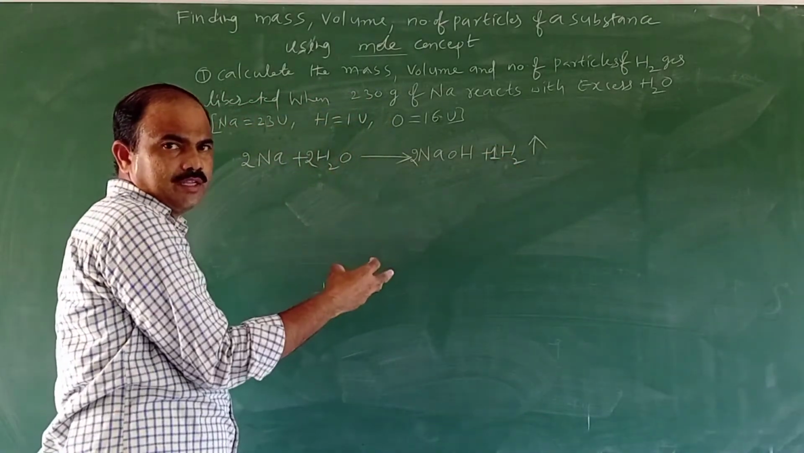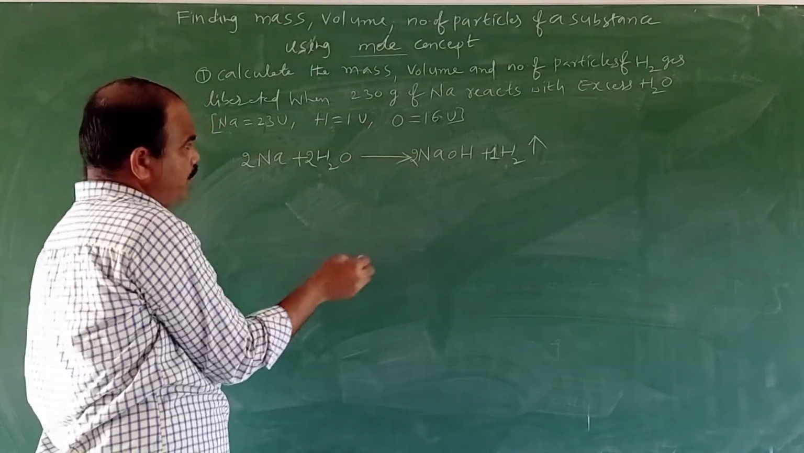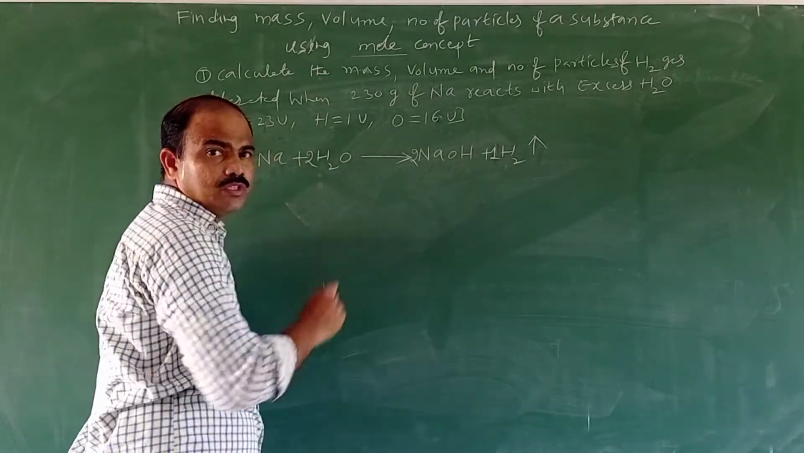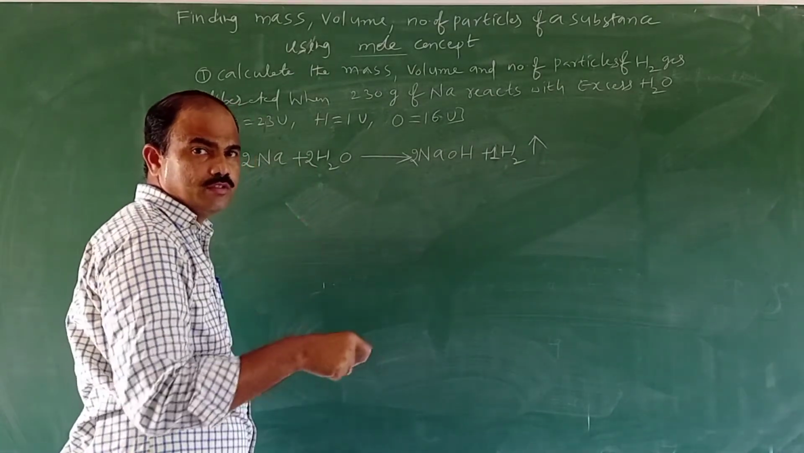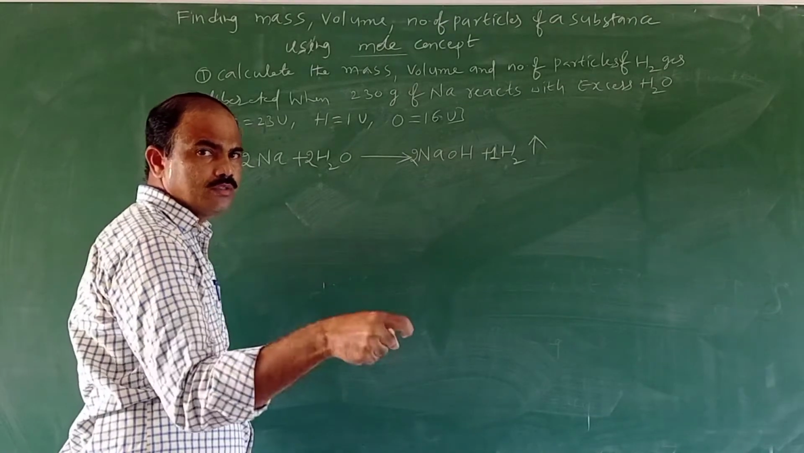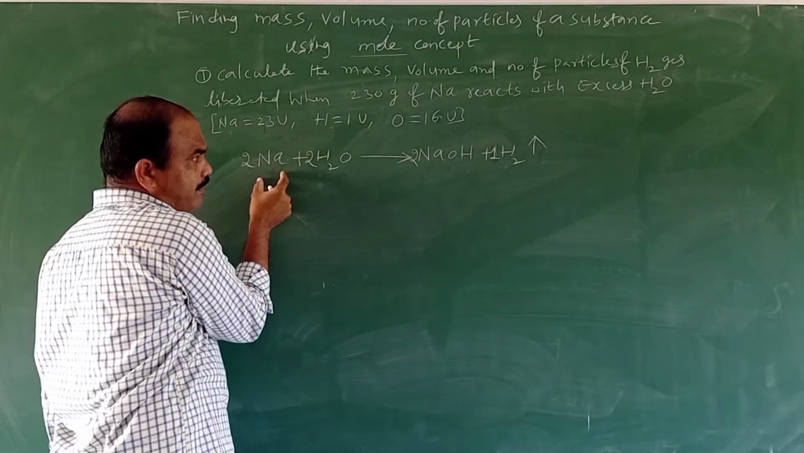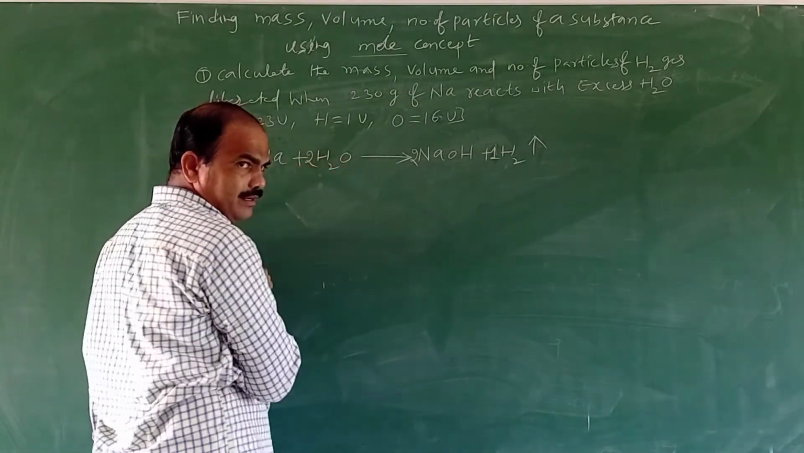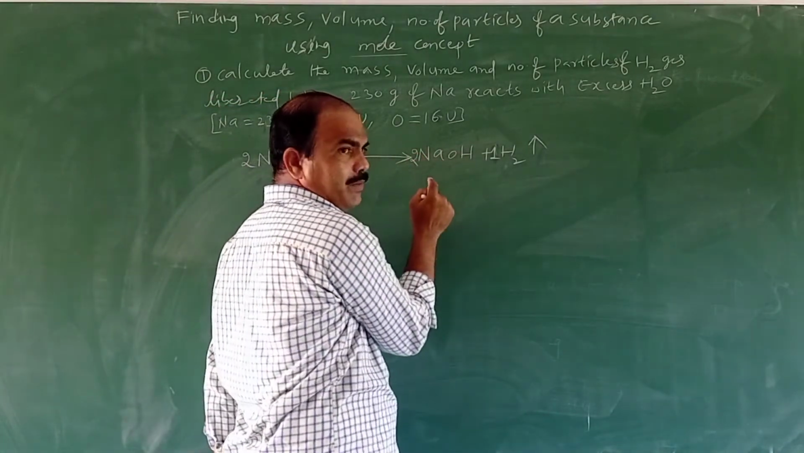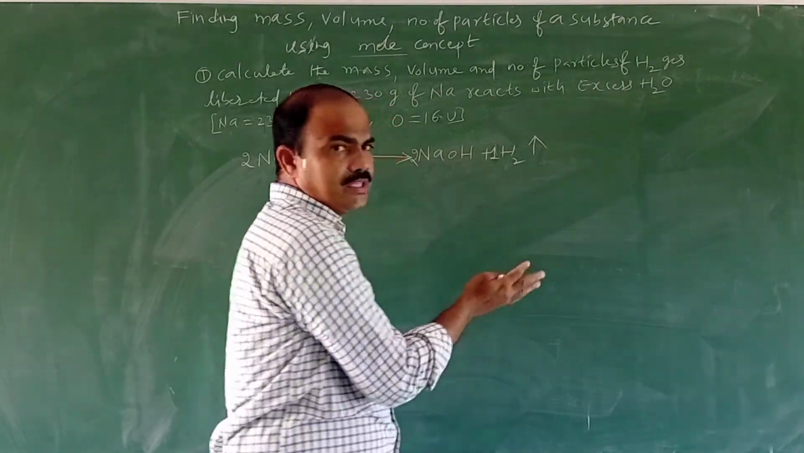In a balanced chemical reaction, you have some coefficients. Those coefficients give the information about the moles. When 2 moles of sodium react with 2 moles of water, then 2 moles of sodium hydroxide will be produced and 1 mole of hydrogen gas will be produced.